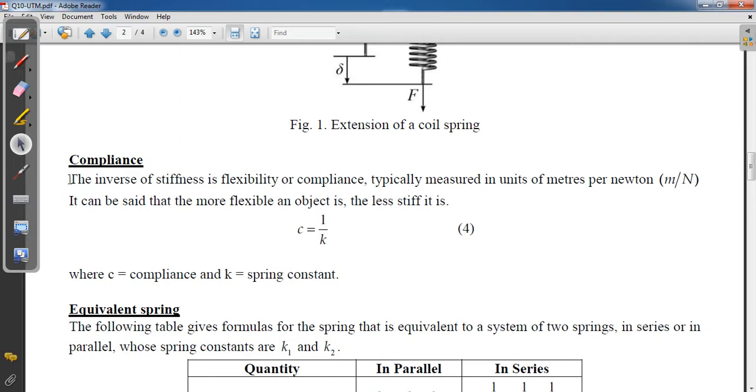What is compliance? Compliance is the inverse of stiffness. It is also known as flexibility.